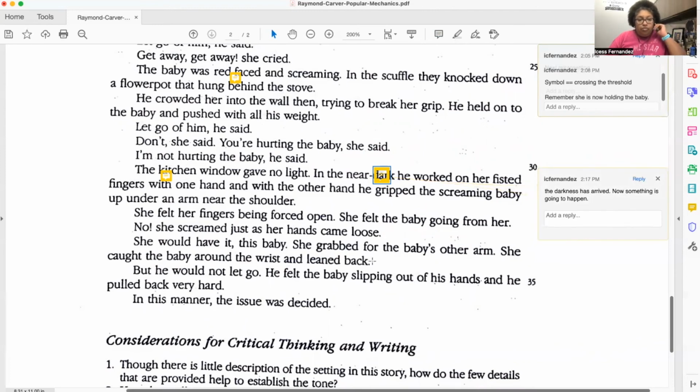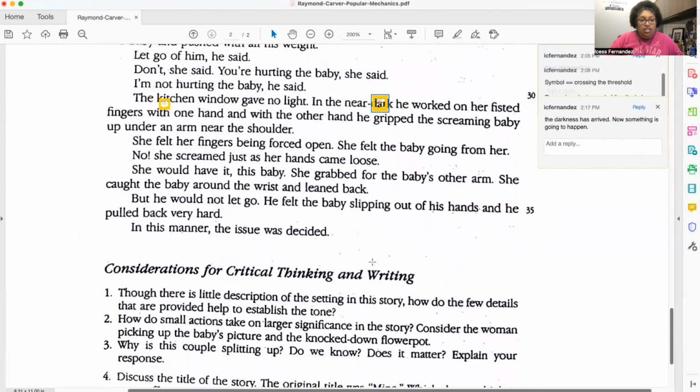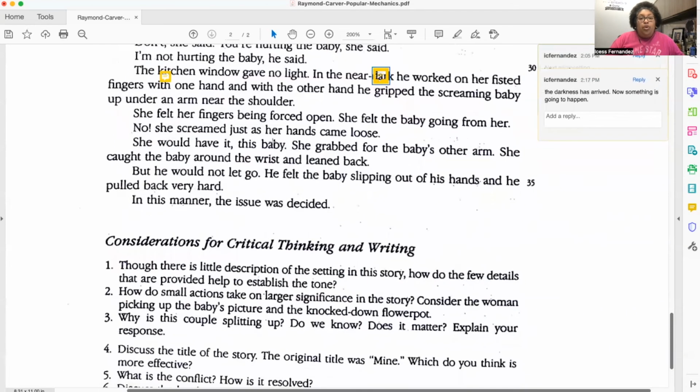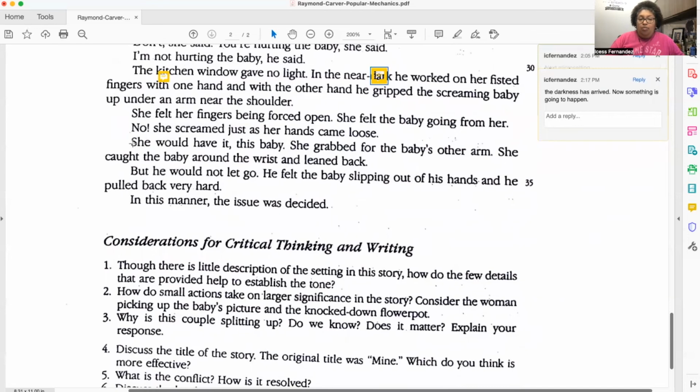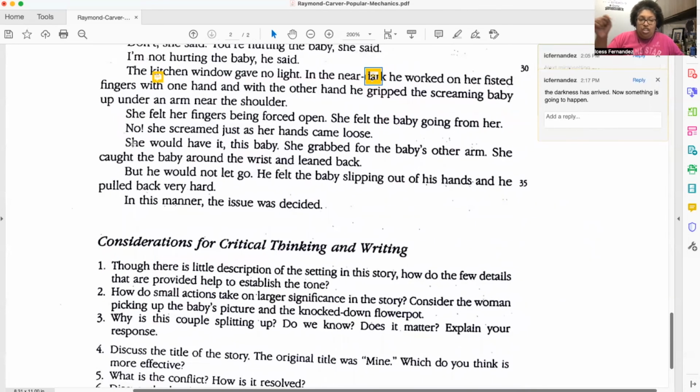And so they do all the things, she's screaming, and then we have here more setting, the rules of the world. She would have it, this baby. She grabbed for the baby's other arm and she caught the baby around the wrist and leaned back. And so on and so forth. And in this manner, the issue was decided, right? So we have this rule of the world here.